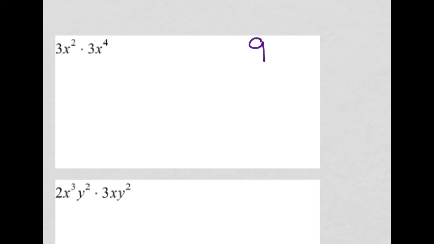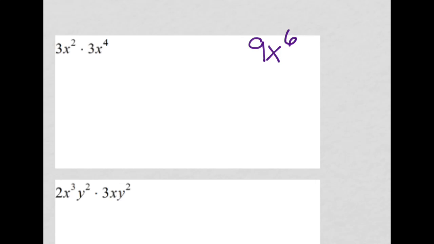The shortcut says that when you have the same base and you are multiplying them together, you add the exponents. So x squared times x to the fourth would mean I would add those exponents together. 2 plus 4 is 6. So my answer should look like 9x to the sixth.